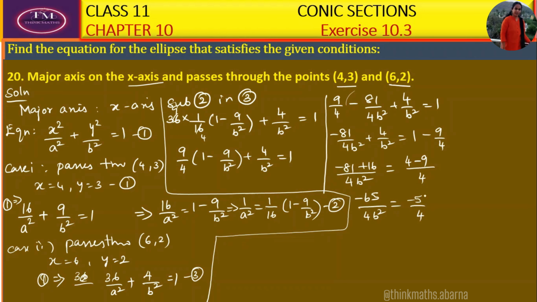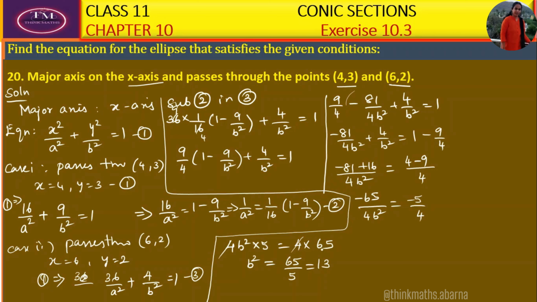So cross multiplying, these negatives get cancelled. So cross multiplying 4b square into 5 equal to 4 into 65. So on both sides we have 4, we can cancel it out. So b square into 5 will be there. So b square will be 65 by 5. Okay. So 65 by 5 is 13. So b square equal to 13.